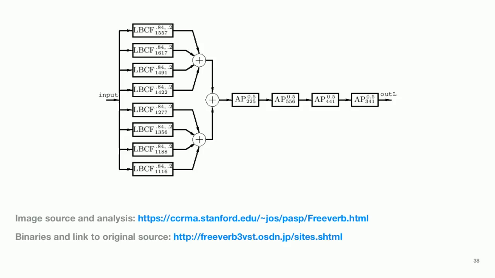The image comes from a write-up that Julius Smith has on the CCRMA website where he talks about the structure, analyzes the properties of it, and that's worth reading. And you can find the original source code, which I've converted into Rust, following the link below. They're easy to find on Google if you don't have time to, you'll find it. Easy enough. So it's easy to build this. We only need two things, really, a comb filter and an all-pass filter.